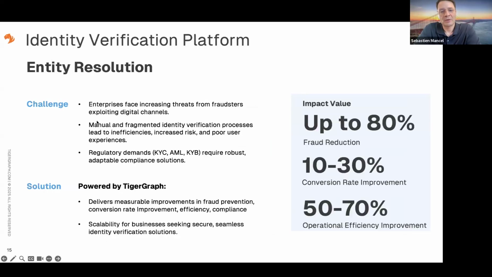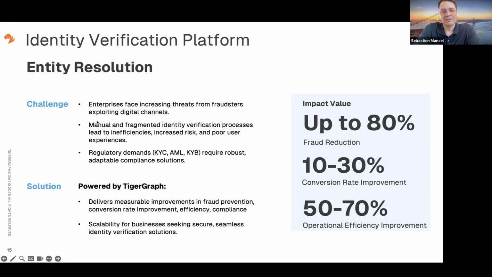Now, the next example comes from the digital identity verification space, where identity resolution is absolutely central. The challenge here is twofold. First, enterprises face increasing threats from fraudsters exploiting digital channels. That's a pervasive problem. Second, identity verification processes are often manual and fragmented, leading to inefficiencies, higher risk, and poor user experiences. And of course, KYC and AML compliance demand and require strong, adaptable solutions.